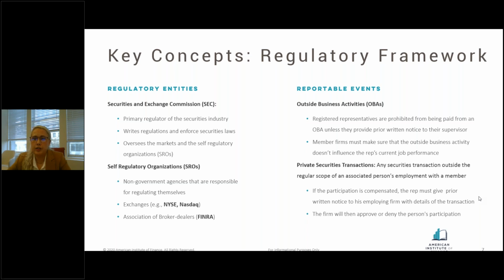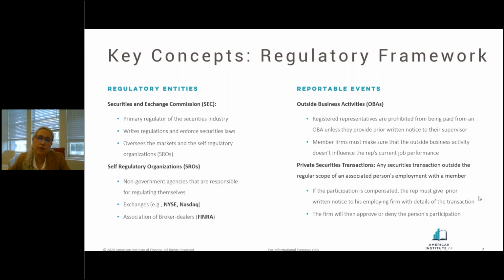On the regulatory entities, you have the Securities and Exchange Commission, or SEC, that probably most of you are familiar with, and that's the primary regulator of the securities industry. The SEC writes regulations and enforces securities laws. The SEC also oversees the markets and the self-regulatory organizations, or SROs. And like we discussed last time, SROs, an example could be the New York Stock Exchange or NASDAQ, and FINRA, which is essentially an association of broker-dealers.